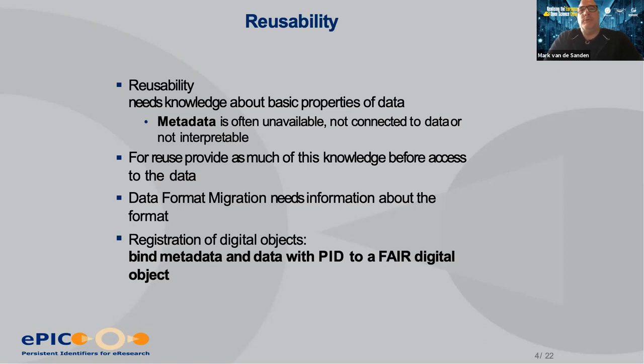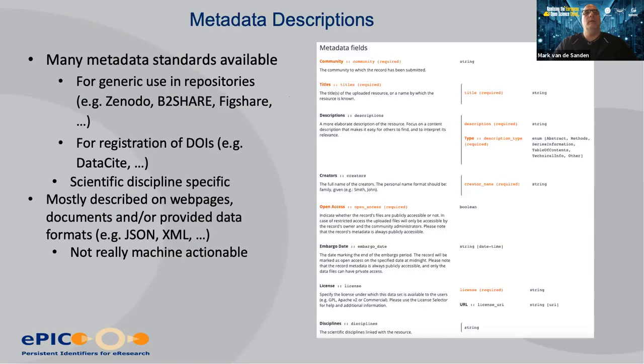And there are many differentiations between, for example, generic purposes and community purposes. So for the whole process to make FAIR a reality, then you also want to use PIDs for data types. So really that you know what the data is meaning. As I said, there are already many metadata descriptions that are available. There are metadata descriptions available for generic use in many different repositories.